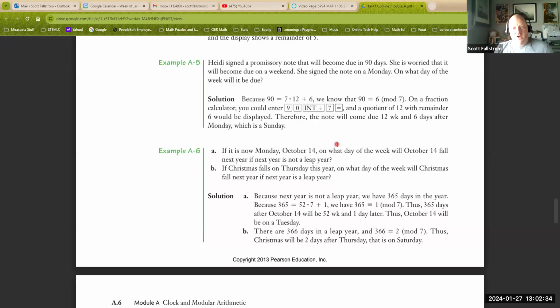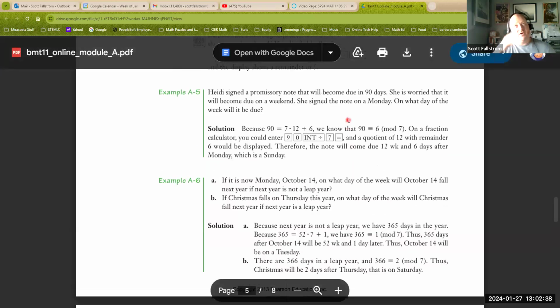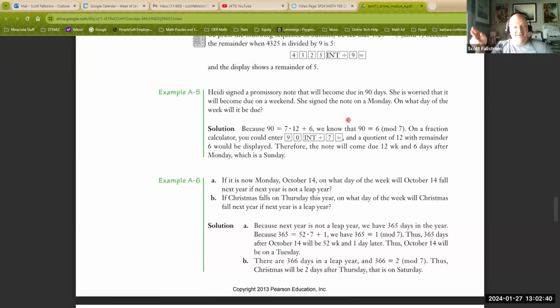Okay. You could also do it on days of the week. Days of the week repeat, right? It goes Monday, Tuesday, Wednesday, Thursday, Friday, Saturday, Sunday, and then it repeats with Monday, which means it's like it's on a 7 clock. Every 7 days, you're back to 0.